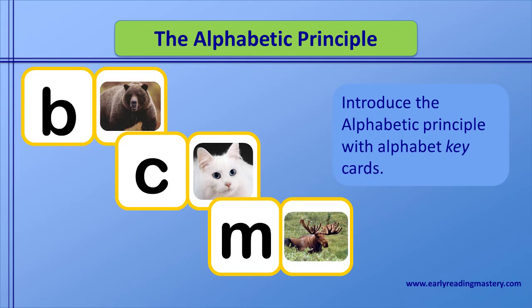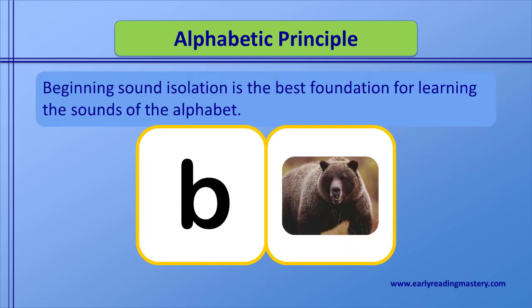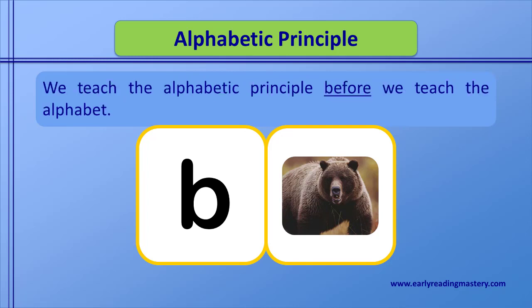"What is the beginning sound of cat?" She'll say K, and I'll say, "What does this letter say?" And she'll say K. Now think about the beginning sound of moose and tell me what this letter says. And of course she says M. The child's ability to isolate beginning sounds is the best foundation for learning the sounds of the alphabet. My motto is, we teach the alphabetic principle before we teach the alphabet.